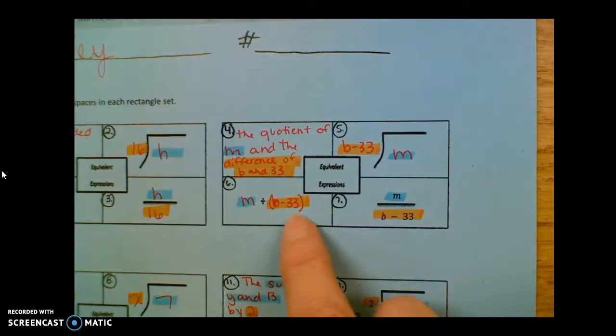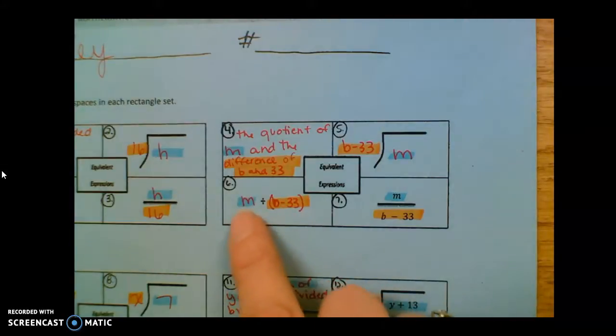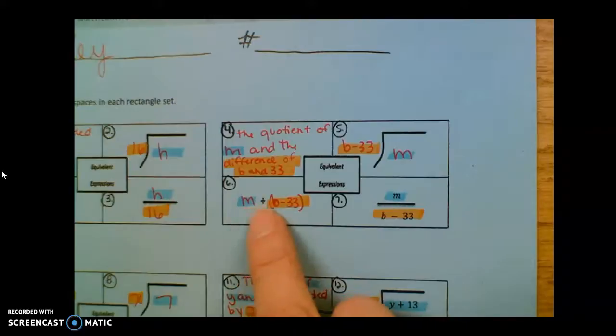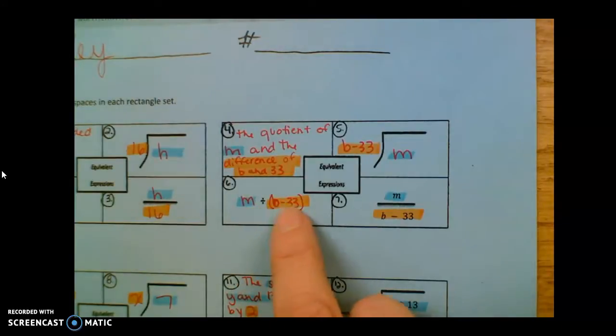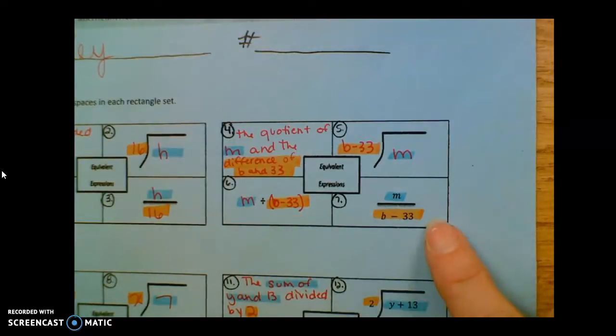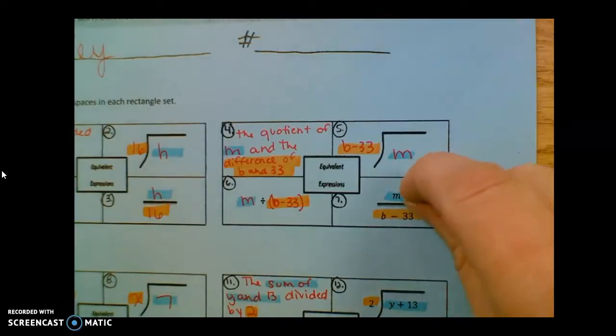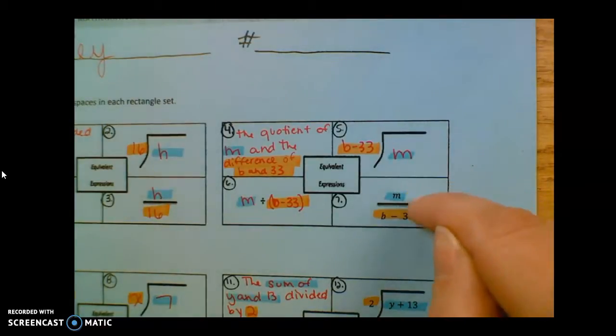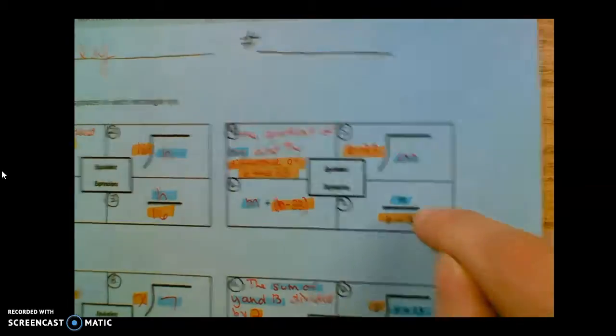This does require parentheses. If you didn't put them, go ahead and add them with your checking pen, because order of operations wise, left to right, would have been m divided by b first. So we have to get that difference or that answer first before we divide m by that. That's why this is so nice for algebra, because this is clearly our dividend and this is our divisor, m divided by b minus 33.